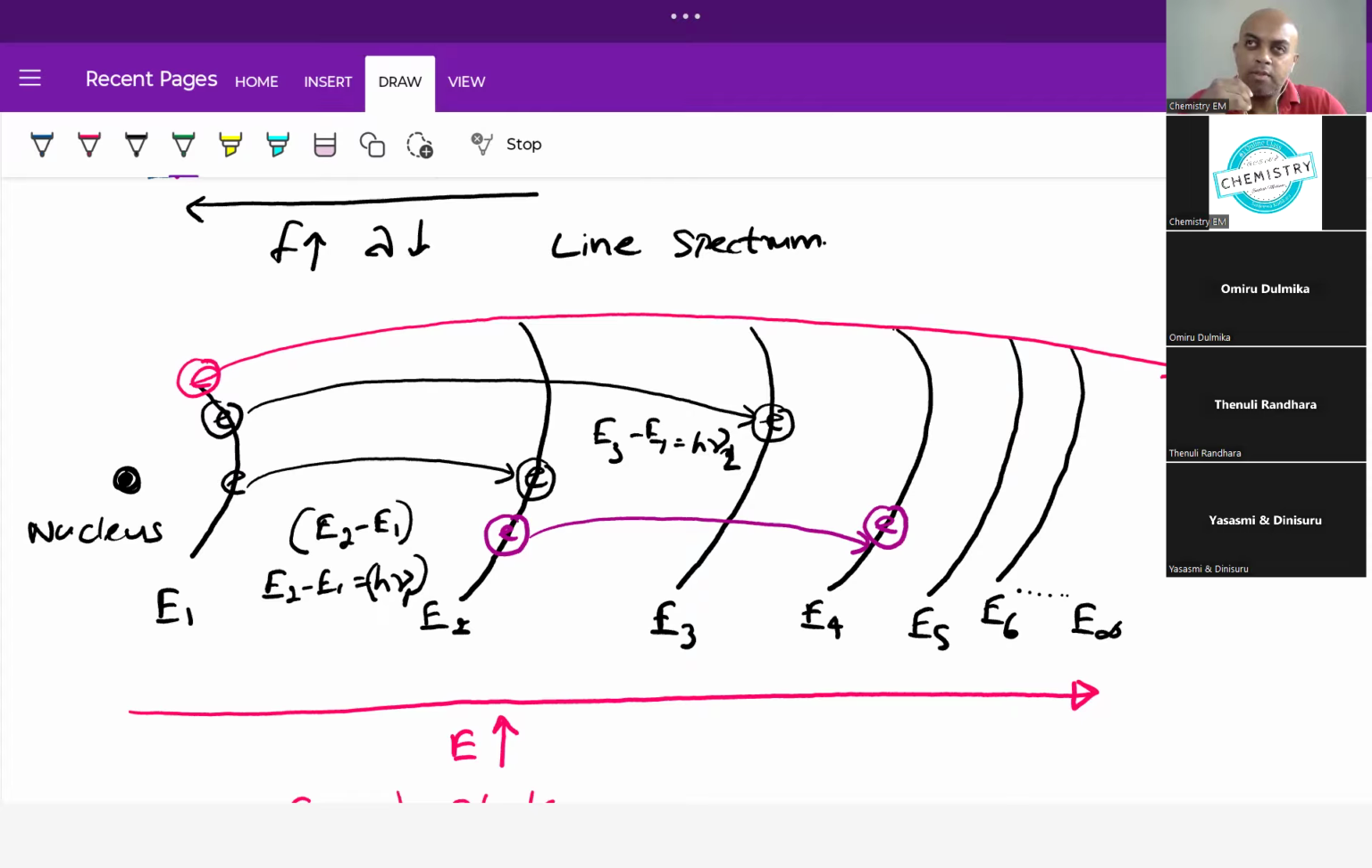Next bullet point. When energy is not absorbed by an atom, electrons are in the lowest possible energy level.